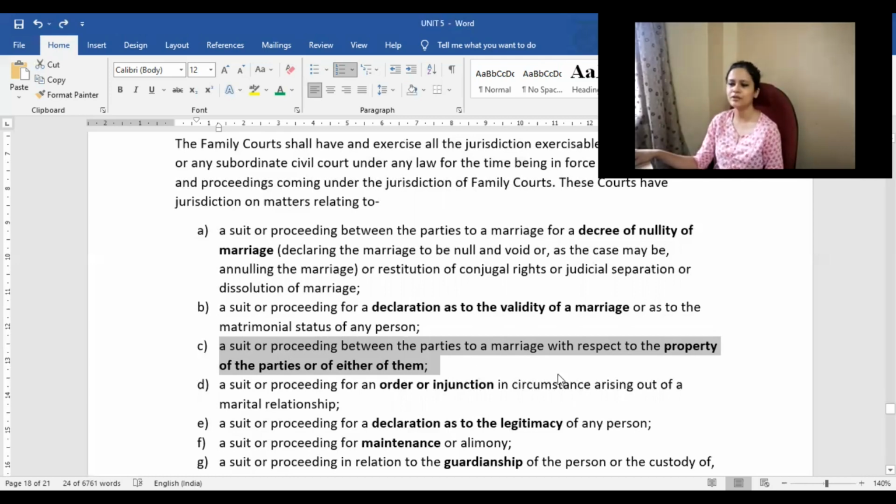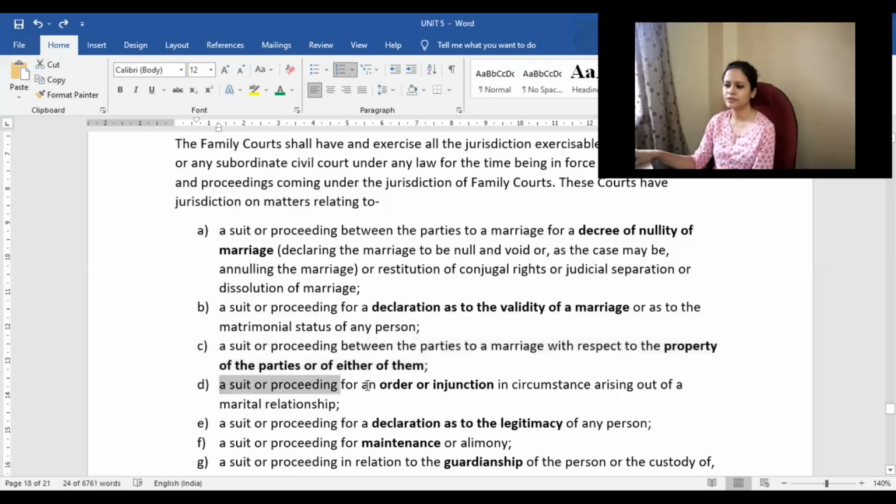So with regard to property which is involved in a marriage, or between the parties, right, whatever properties they hold, with regard to that also, they may not be able to come to a conclusion, and accordingly they are approaching the court to settle the matter with regard to it. So this is property of the parties, both of them or either of them, they need to decide.